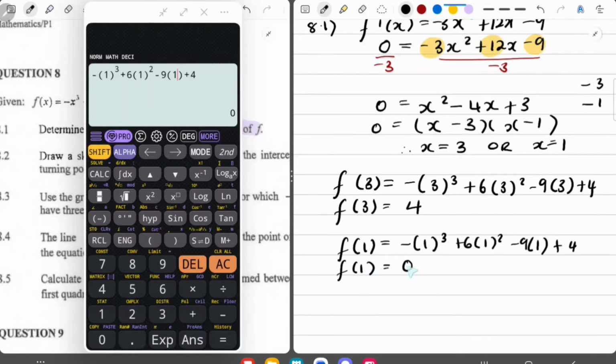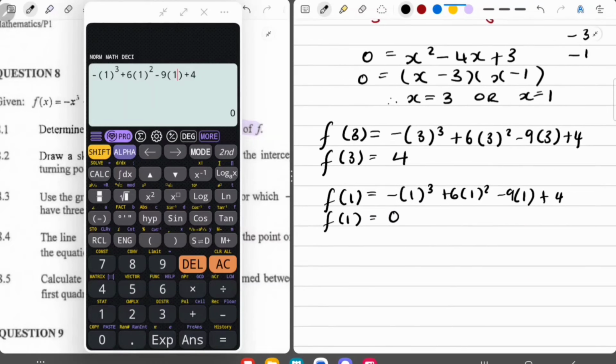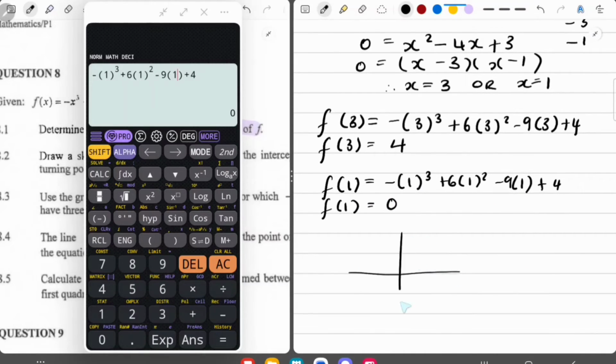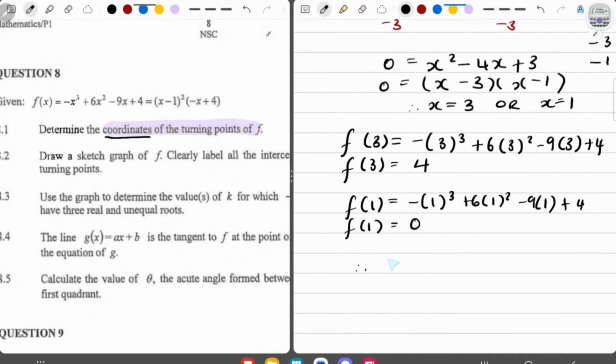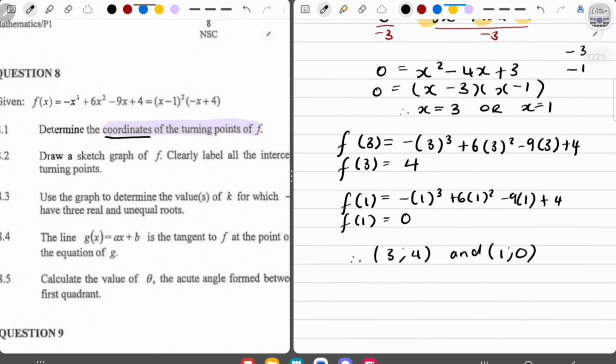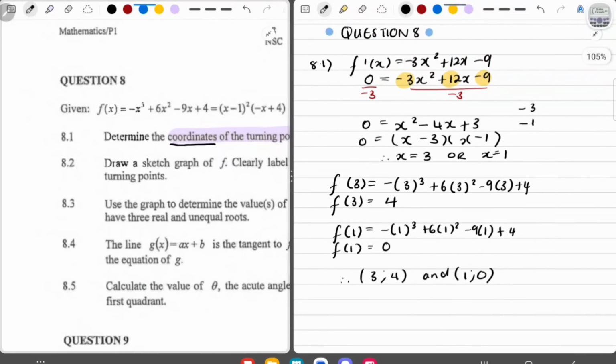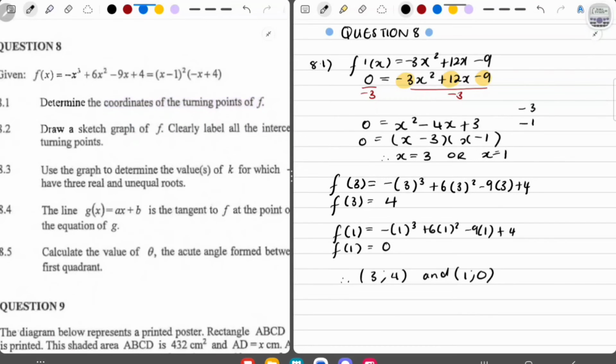So as you can see, that is an x-intercept. Now that's okay, it's still a turning point as well. So it's one of those situations where the graph is sitting on the x-axis, maybe something like that, like on the x-axis. Okay, so our turning points are finally, the first turning point is we have 3 and 4, so 3 and 4. And the second turning point is 1 and 0, which is of course also an x-intercept. So that is 8.1 done. Moving on to the next question.